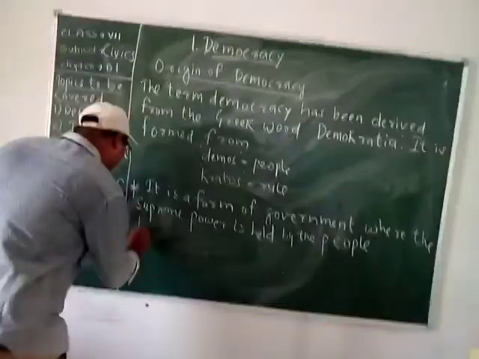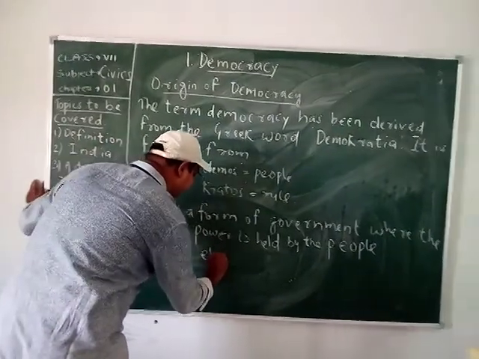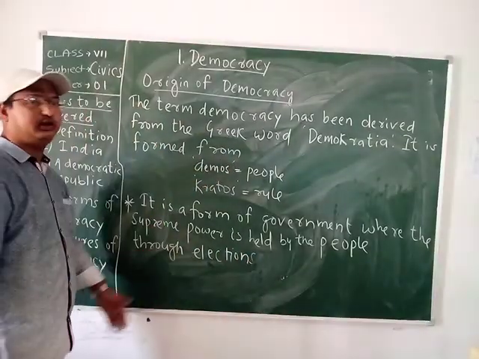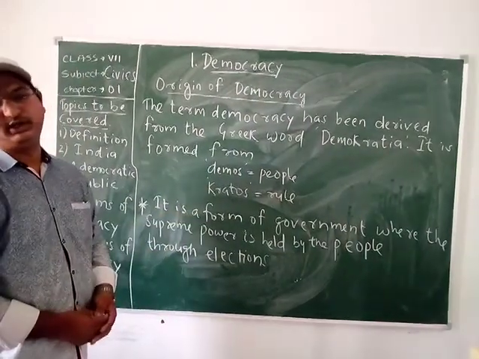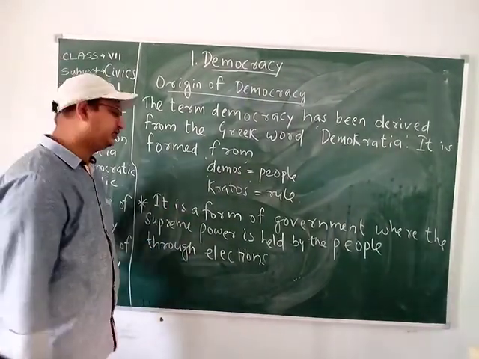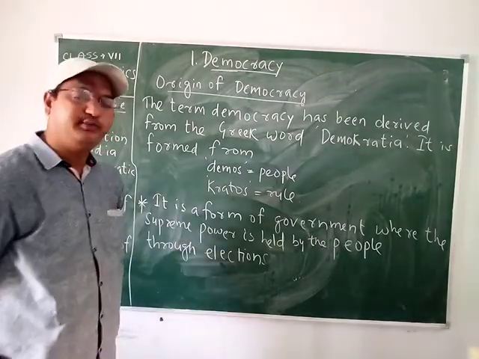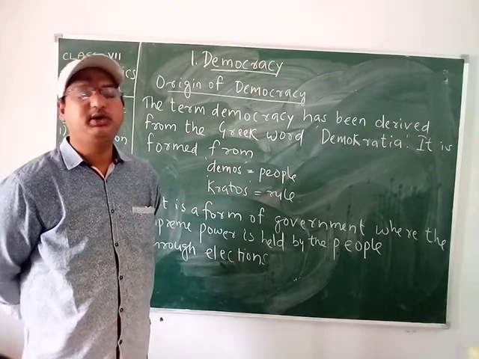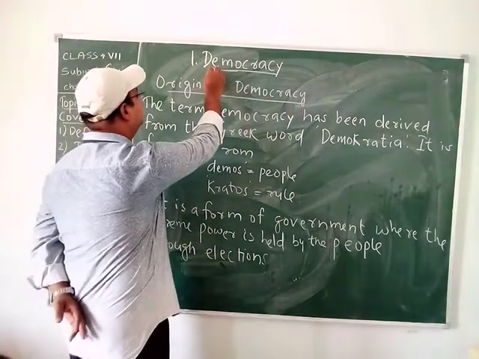Through elections. Elections is a mechanism, a process, a way through which the people elect their representatives and send them to the center. So these are the two definitions, students. This is the first one, and the second one I told you earlier about Abraham Lincoln, that democracy is a form of government by the people, of the people, and for the people.